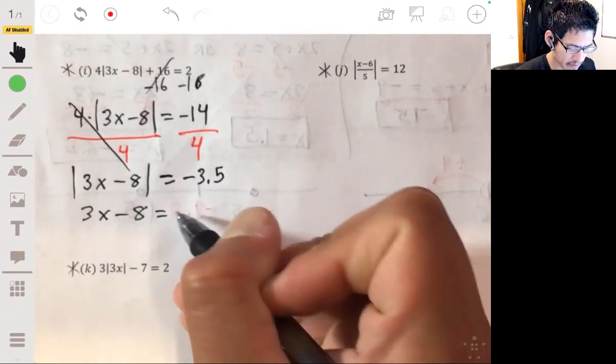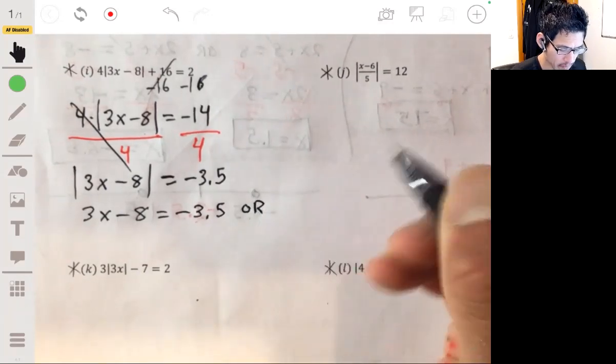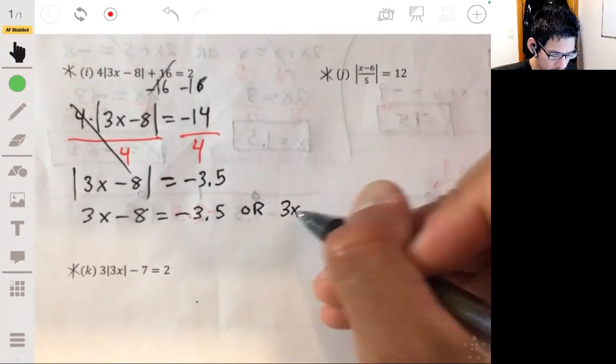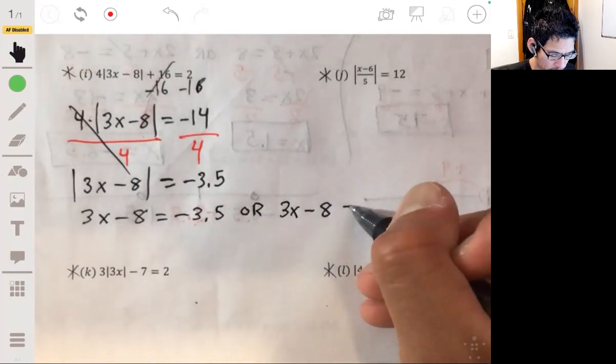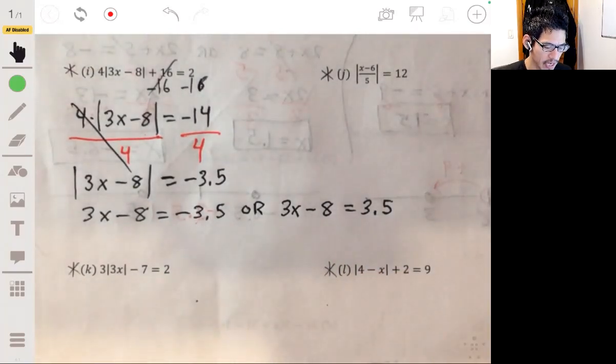3x minus 8 equals negative 3.5, or 3x minus 8 equals 3.5. One positive and one negative. And actually, I just fell for a trap to see if you would catch this.